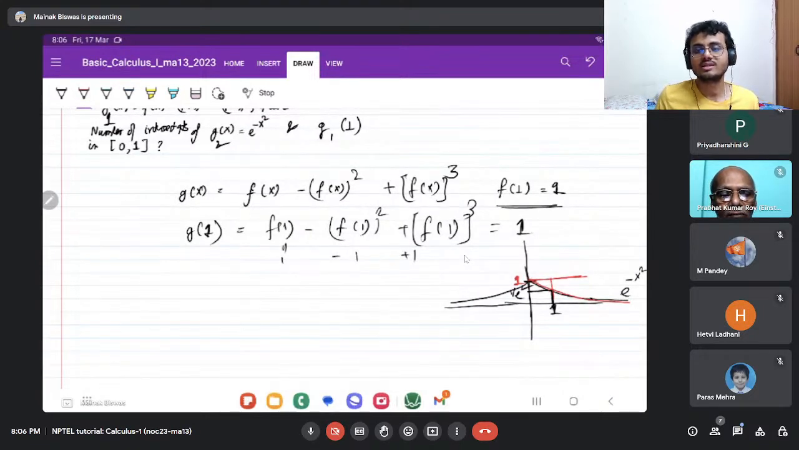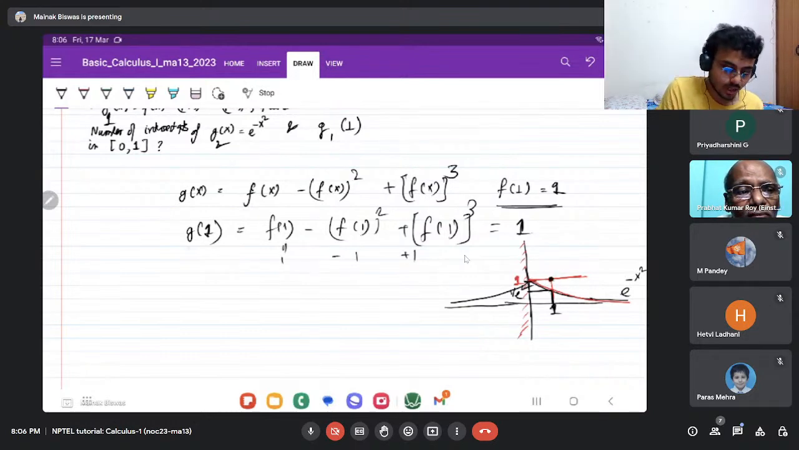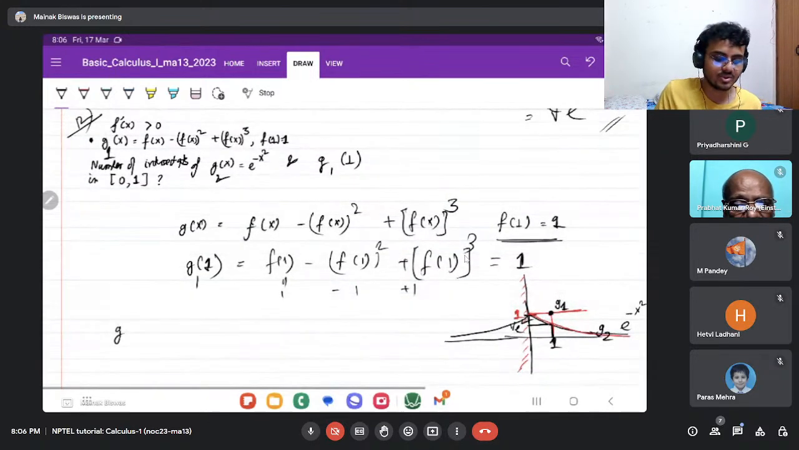This is e to the power minus x square. It is symmetric over the y axis, so you flip it over. At 0 it's 1, at 1 it's 1 by e square. We know g of 1 is 1. This is your g2, and this is your g1. If we can say something about the increasing or decreasing properties of this function, we will be able to tell something about it.